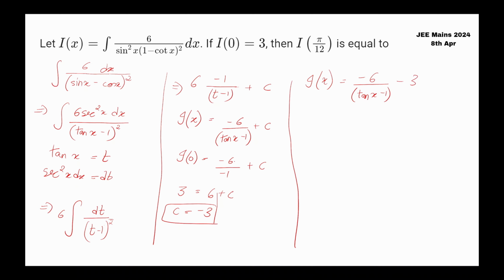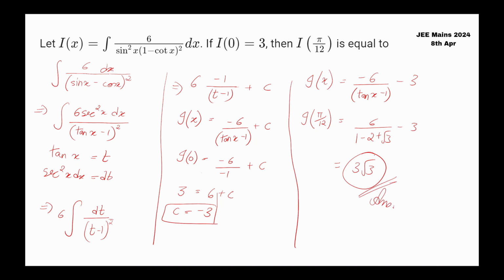Now I need to find out I at pi by 12. What is pi by 12? Pi by 12 is nothing but 15 degree. And in trigonometry, we had studied the value of tan 15. Tan 15 used to be 2 minus root 3. So this would become 6 upon 1 minus 2 plus root 3 minus 3. And upon solving this entire equation, we are going to get our answer as 3 root 3. After taking LCM and then trying to rationalize the denominator, we would get this as our answer.